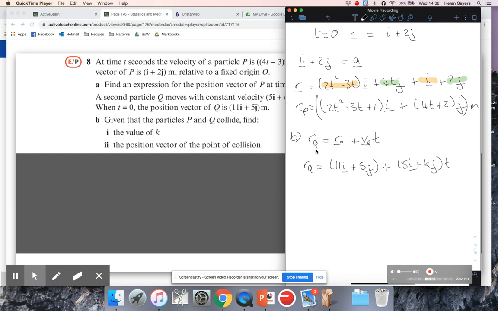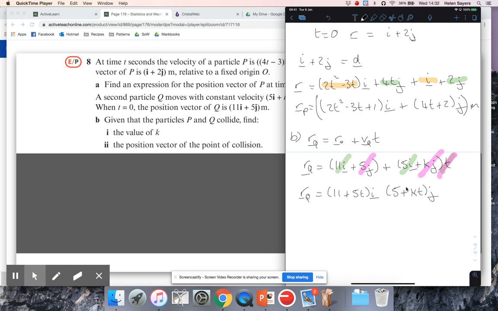Okay, so just to reiterate what we're saying there, if you need the position of something, you basically want its start position plus how far it's travelled, or the displacement that it's travelled. All right, so I'm going to tidy that up. So the position vector of Q, so again, I'm just going to get all my i and j vectors together. So in terms of i, I've got 11i plus 5t i, and then in terms of j, I've got 5j plus kt j.